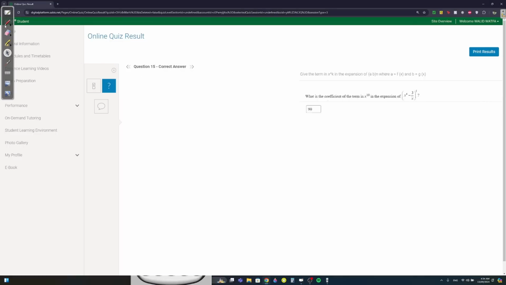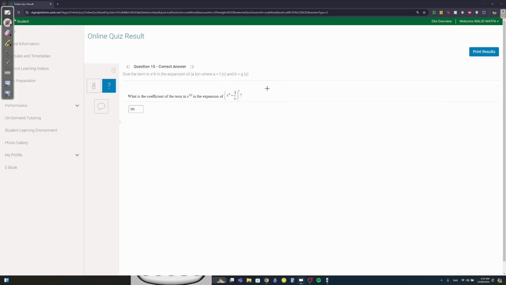I hope the rule's a bit clearer. If you don't know what rule to use, write down the general term. The general term is nck x to the power 4 to the power of n minus k, minus 3 over x to the power of k. We're subtracting powers because it's numerator over denominator. When you're dividing numerator by denominator, you subtract your power. That's why we subtract 4n minus k minus k. That's how you derive it.